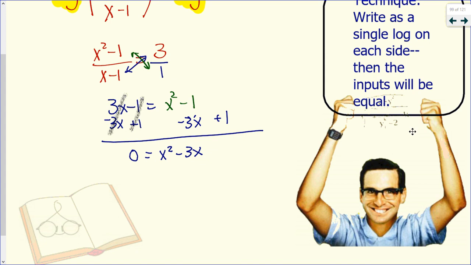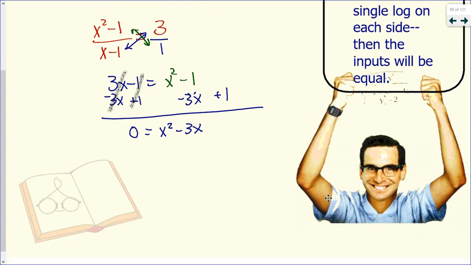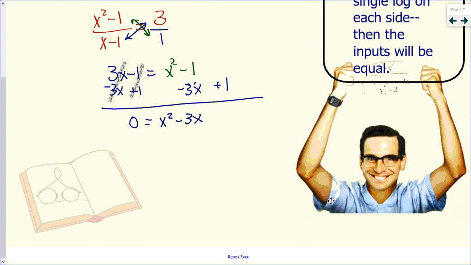And to solve, we can factor out the greatest common factor. So the greatest common factor is x. And then if we set each factor to 0, I get x equals 0 and 3.